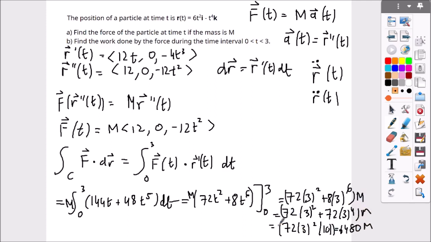So if the mass is not very big, then it's not going to be a lot of energy, or a lot of work, I guess I should say. But if it is a huge mass, then it will be a lot of work.